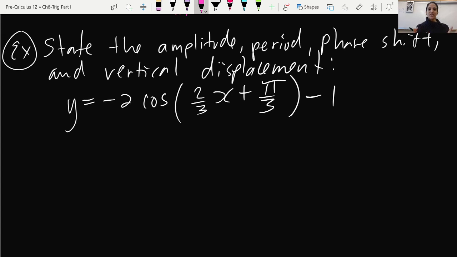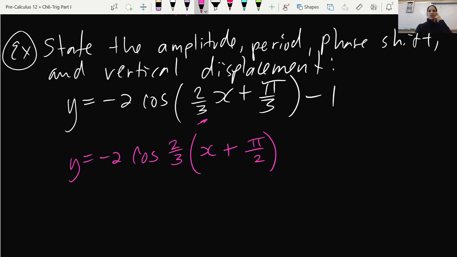When I look at this, the first thing that stands out to me is my x is not by itself, and I need it to be by itself. So we need to factor this out. Everything else looks okay though. So y equals negative 2 cos, and I would factor out this 2 over 3, and in brackets, that would leave me with x plus pi over 2.